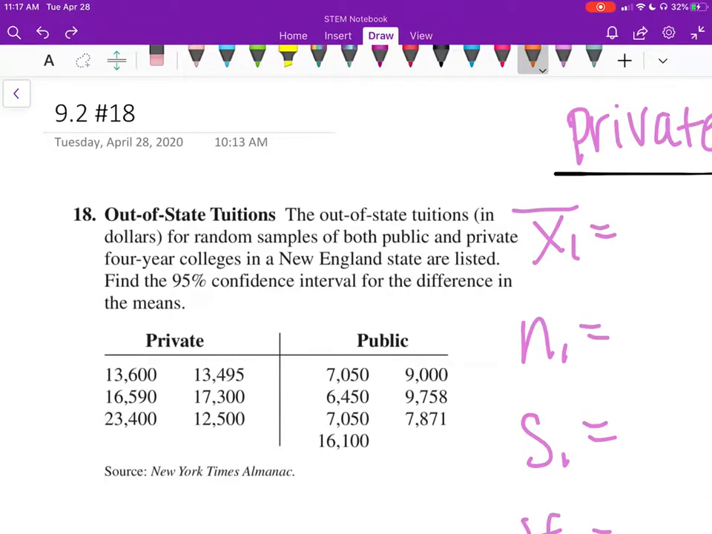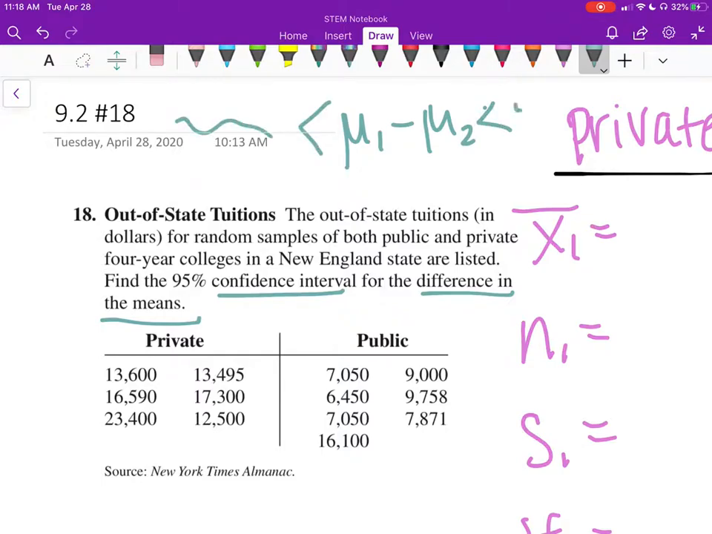The out-of-state tuitions in dollars for random samples of both public and private four-year colleges in a New England state are listed. Find the 95% confidence interval for the difference in the means. So this wants us to find the confidence interval for the difference in means. So you're going to have a formula that has mu1 minus mu2 in the middle of your confidence interval.